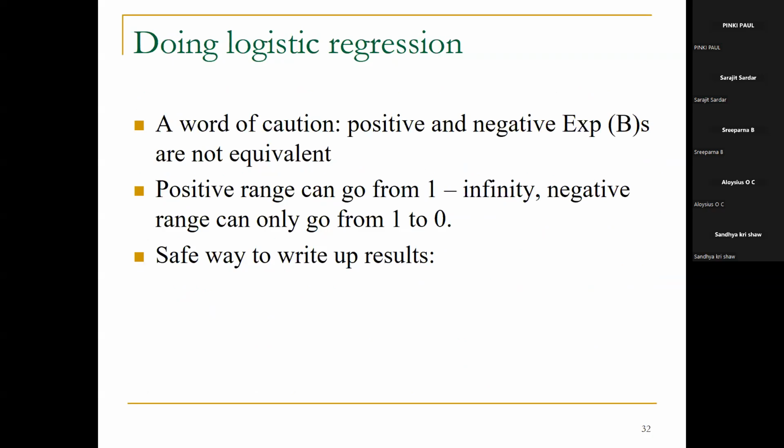Okay, so you see that EXP(B), that is the odds ratio, is also in probability terms. If you compare probability to odds ratio, the probability is always between 0 and 1, but the odds ratio can go from 0 to infinity. So that is the difference between odds ratio and probability. Probability is always 0 to 1, but odds ratio can go from 0 to infinity.